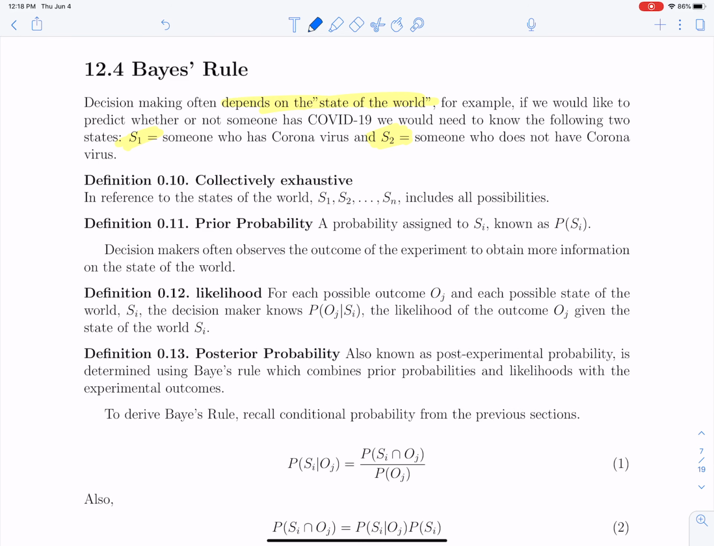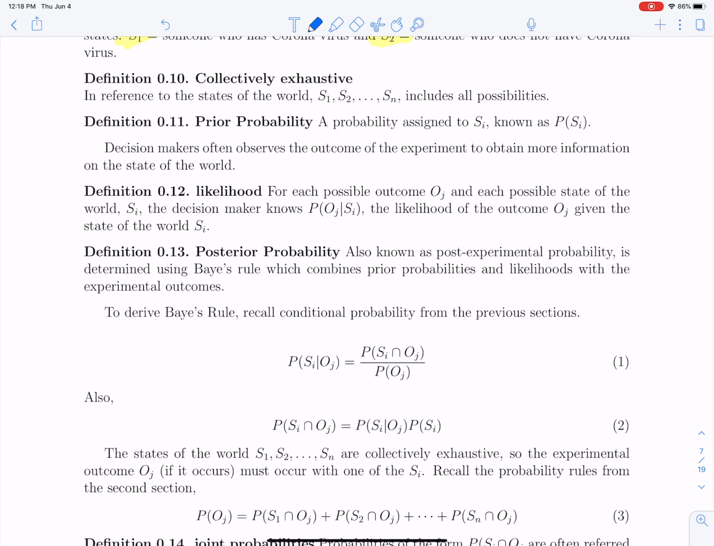And then prior probability would be a probability assigned to the state of the world. So we may already know an outcome to a situation or already have tested it, but maybe we're testing for a different outcome this time because we would like to obtain more information. A likelihood, it's kind of hard to describe, but it's not just a probability. For each possible outcome, there's a likelihood given that state of the world. That'll become more clear in the example.